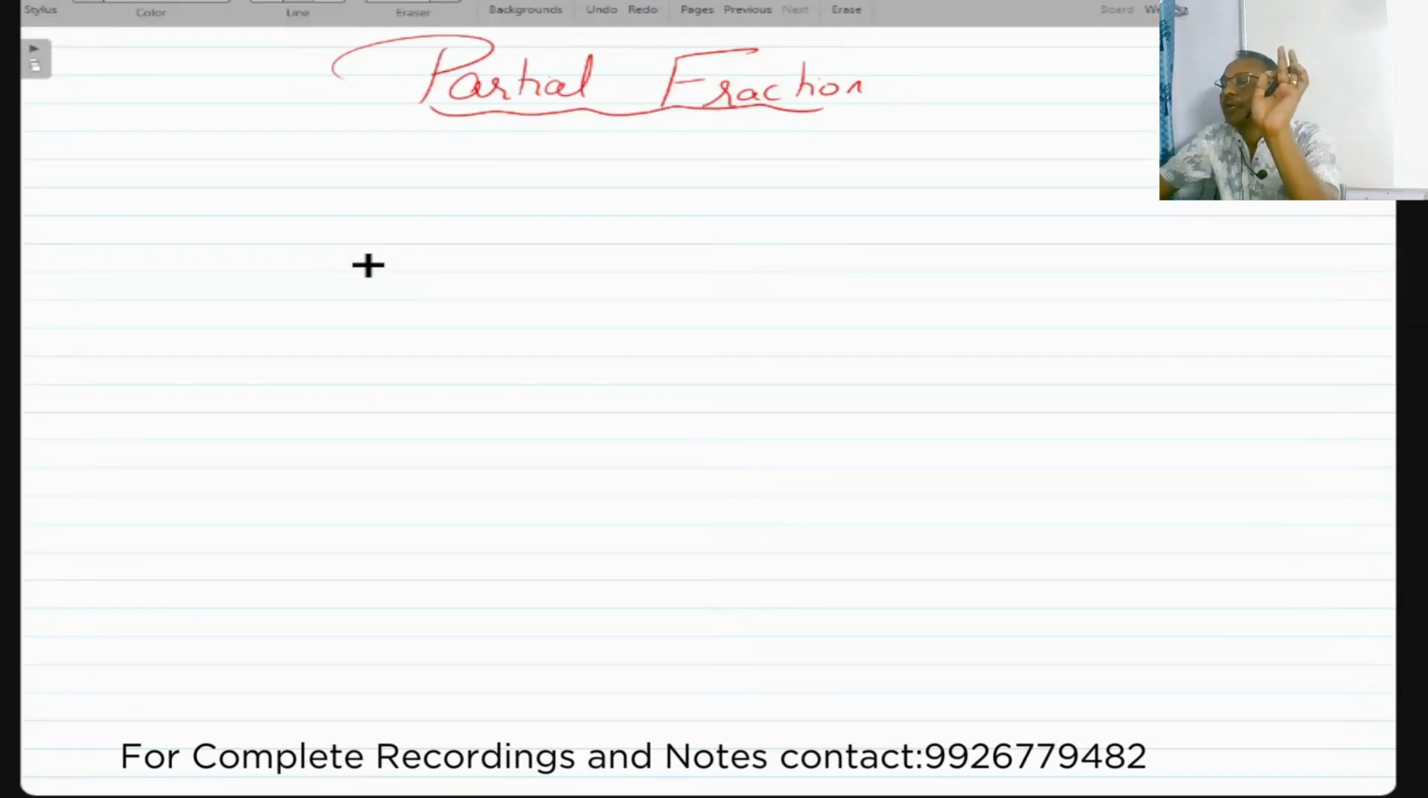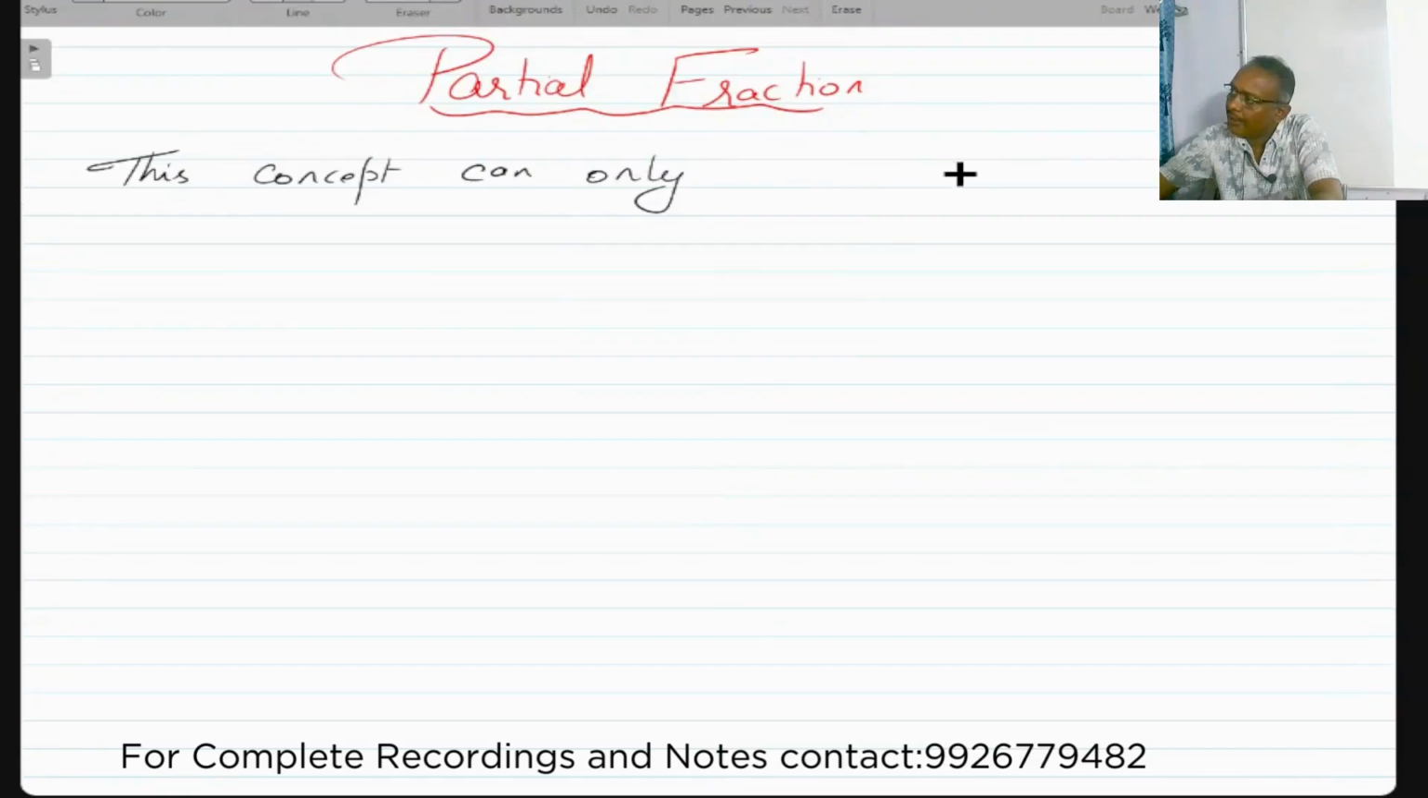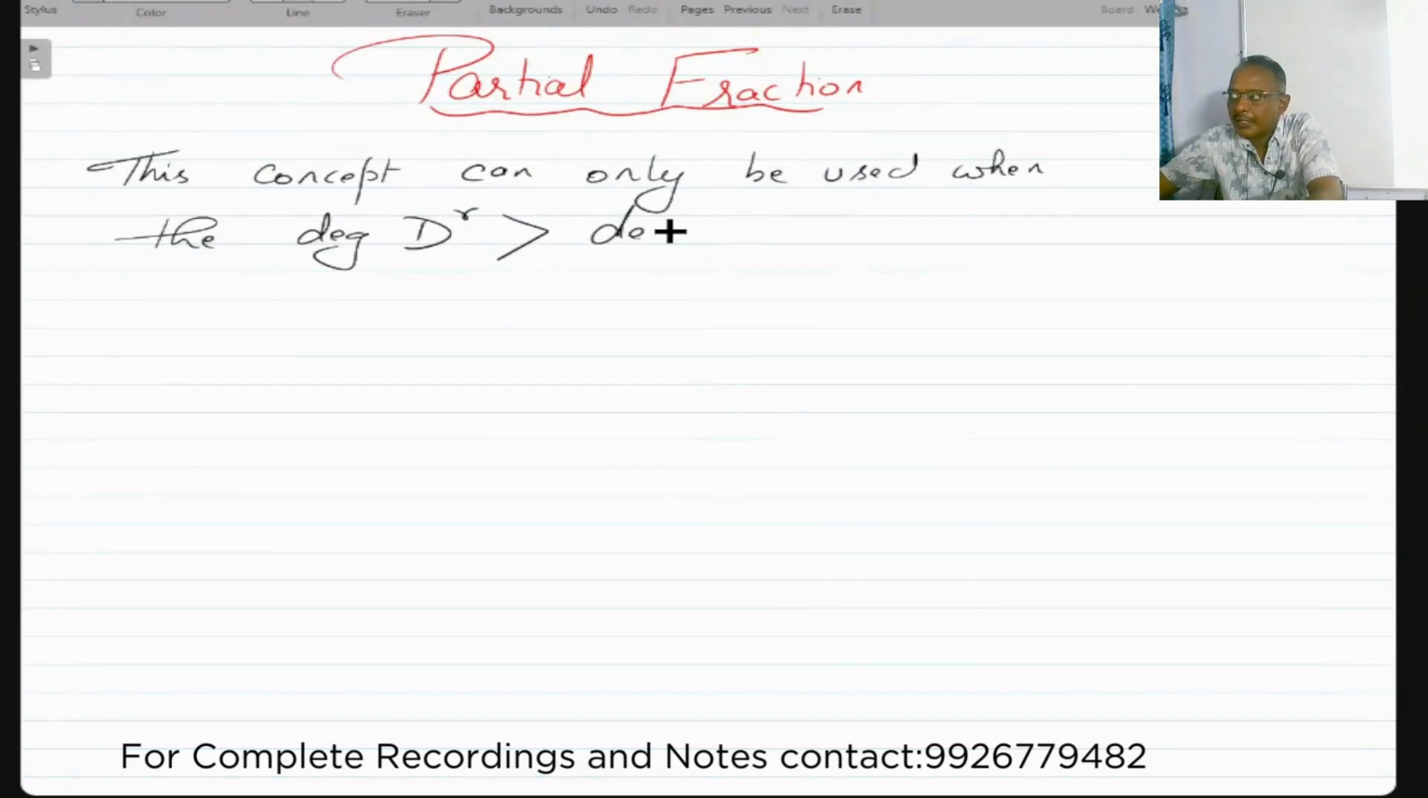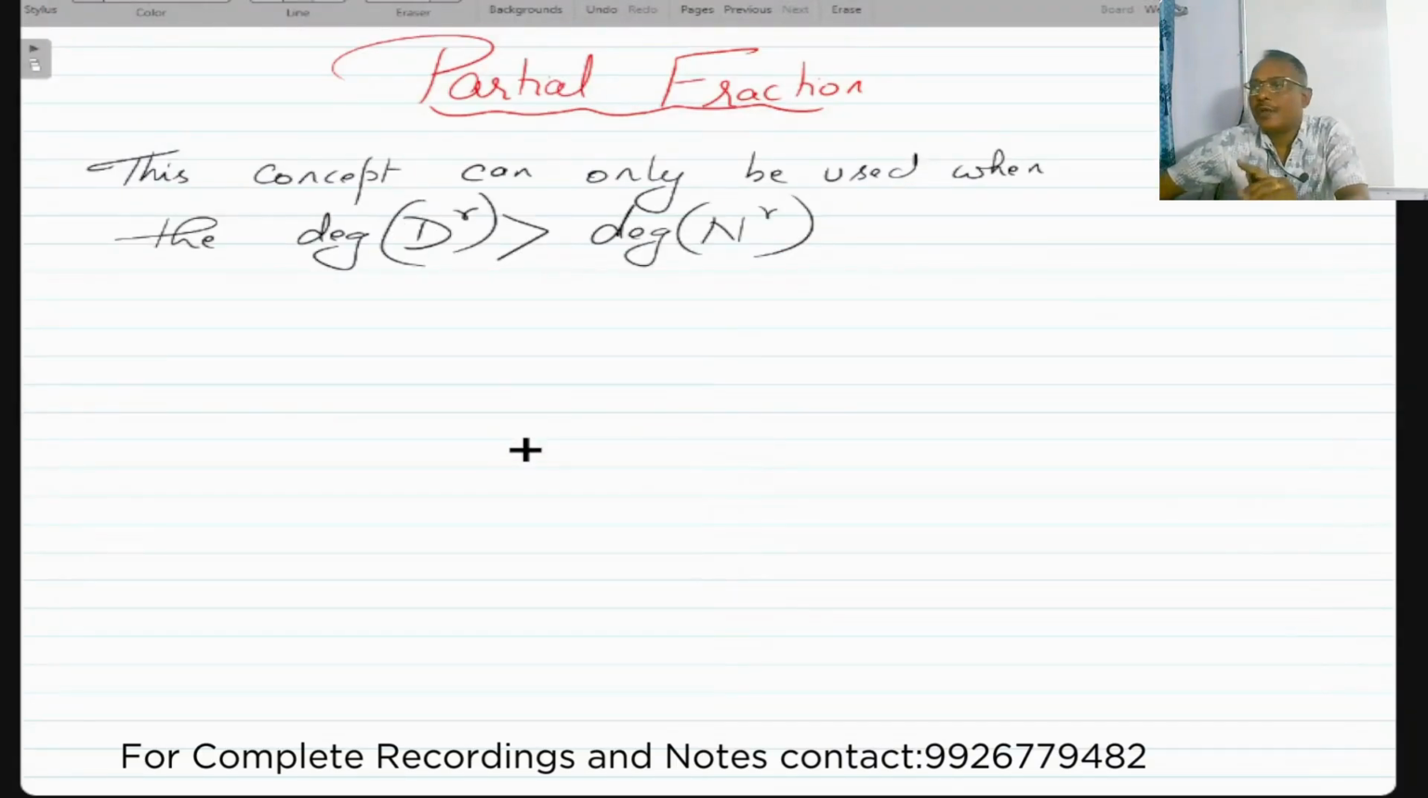It is a concept wherein this concept can only be used, please write along with me, only be used when the degree of denominator is greater than degree of numerator. Degree of denominator जब ज्यादा होगा then only you can use this concept. नहीं तो ये concept use करना मना है. You cannot use this concept.